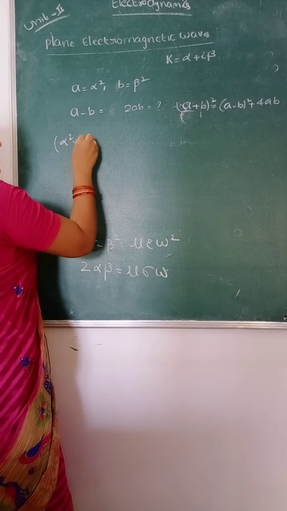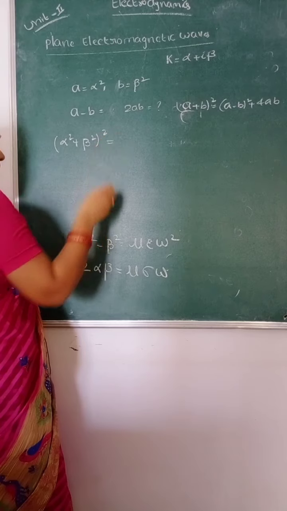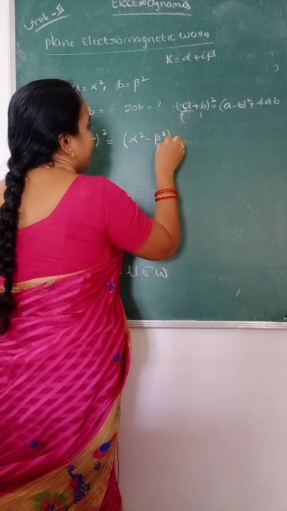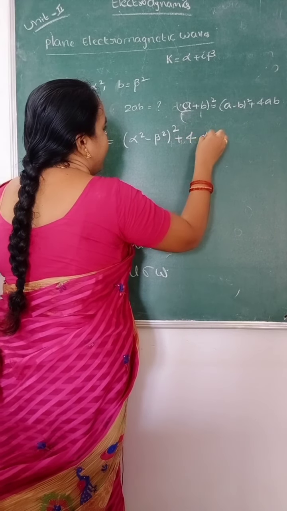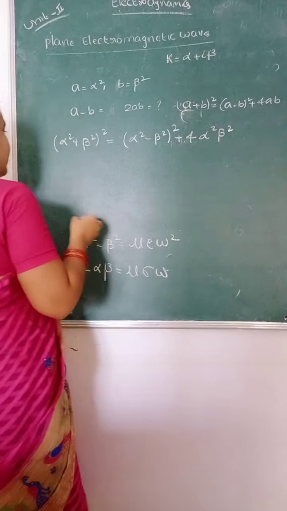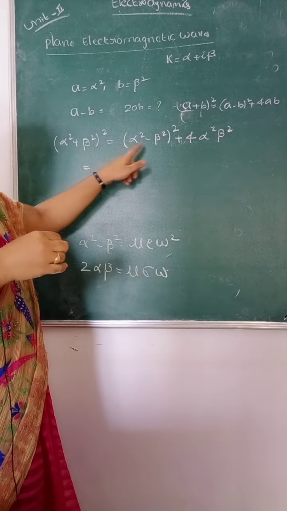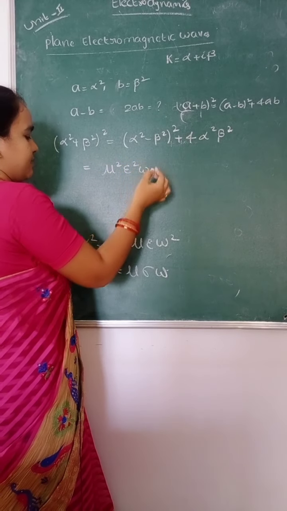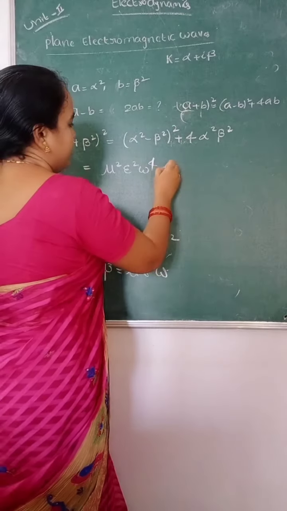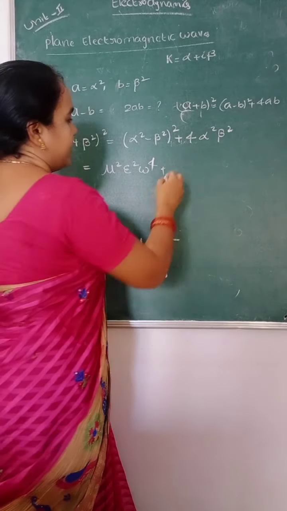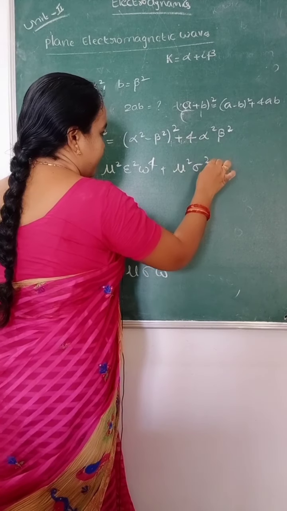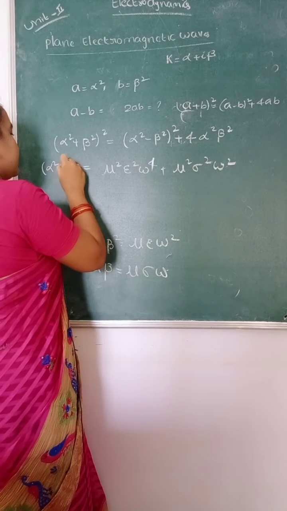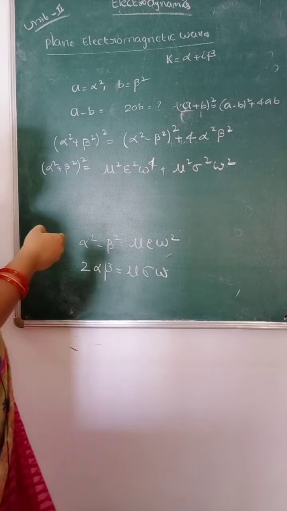Alpha square plus beta square whole square is equal to, what is the formula? Alpha square minus beta square whole square plus 4 alpha square beta square. Alpha square minus beta square whole square is mu square epsilon square omega power 4, plus 2 alpha beta whole square, that is mu square sigma square omega square. This is the alpha square plus beta square whole square value.